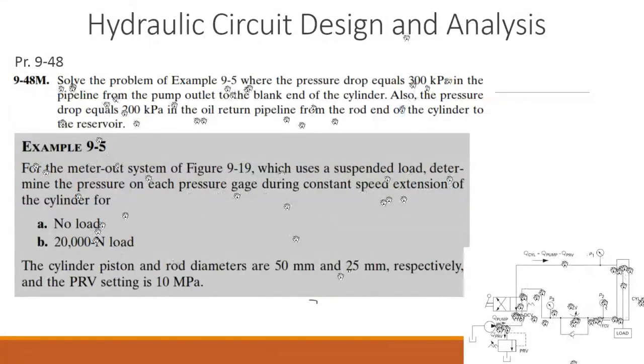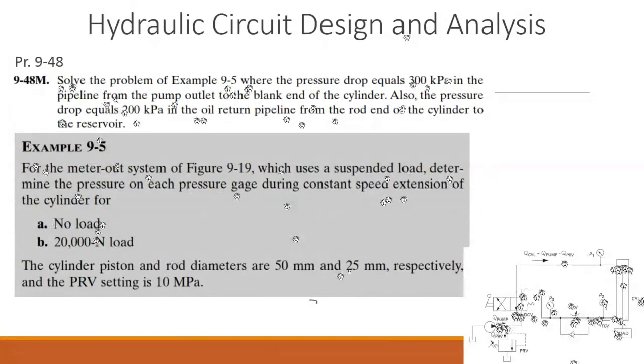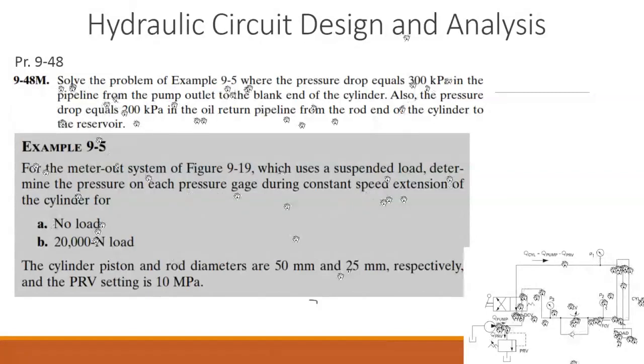Determine the pressures during the constant speed extension of the cylinder for no load, when there is no load. So there is no load, just the piston and the rod are there. What will be the pressure at P1? What will be the pressure at P2? What will be the pressure at P3?